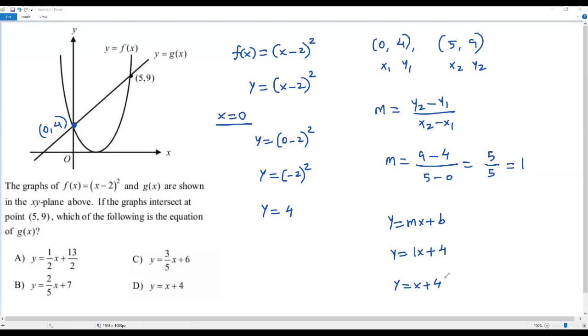Okay, now I got the equation of the line that is given by the function g of x. So we find this equation y equals x + 4 in answer choice D. The correct answer choice for this question is D.